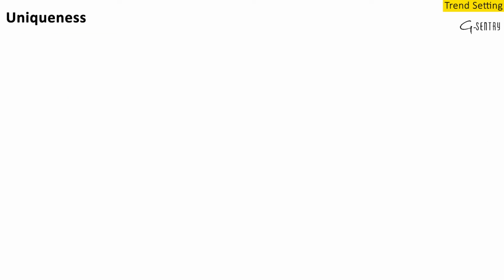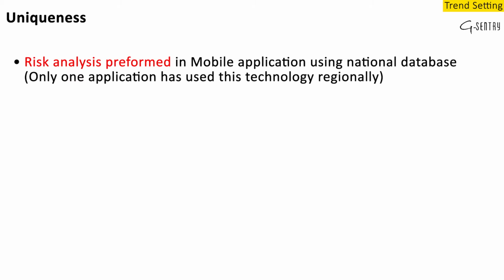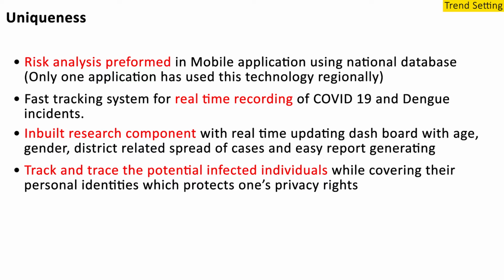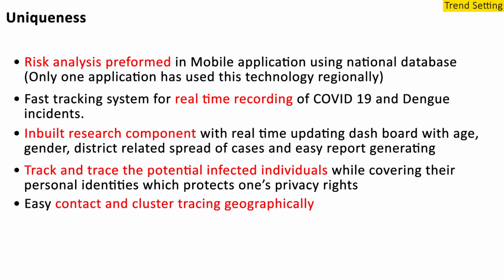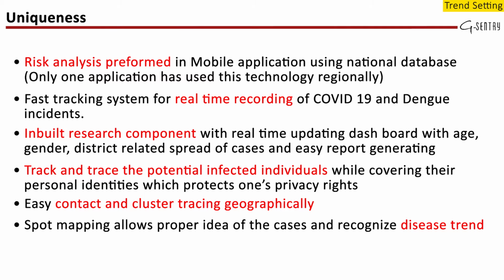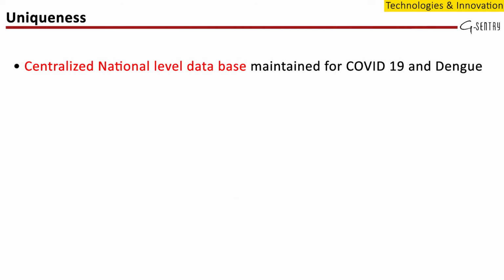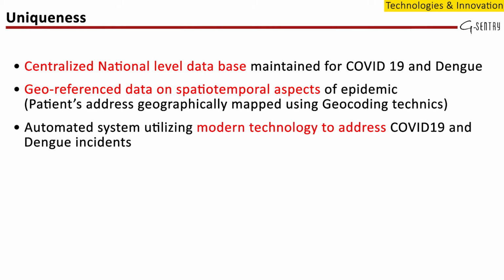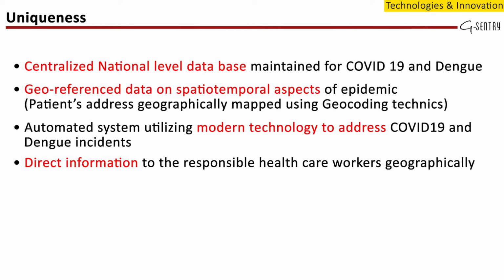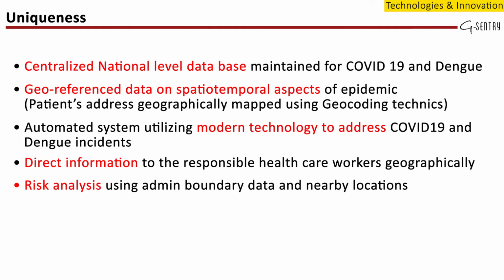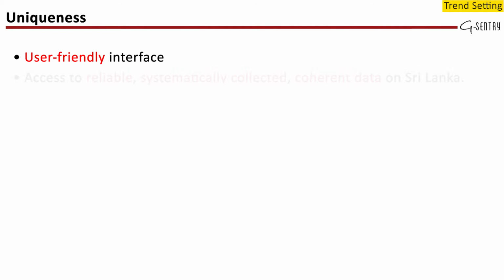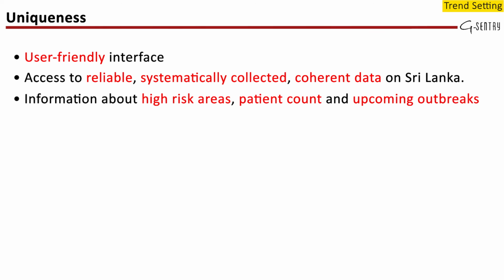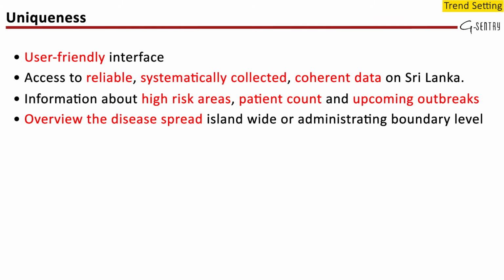Uniqueness of the system: risk analysis, real-time recording, inbuilt research component, dashboard, track and trace of potentially infected individuals, contact and cluster tracing, recognizing disease trends. Centralized national level database, georeferenced data on spatiotemporal aspects, modern technology to address risk analysis, and direct information to the responsible healthcare workers. User-friendly interface, reliable, systematically collected, coherent data, patient count and upcoming outbreaks, and an overview of the disease spread island-wide.